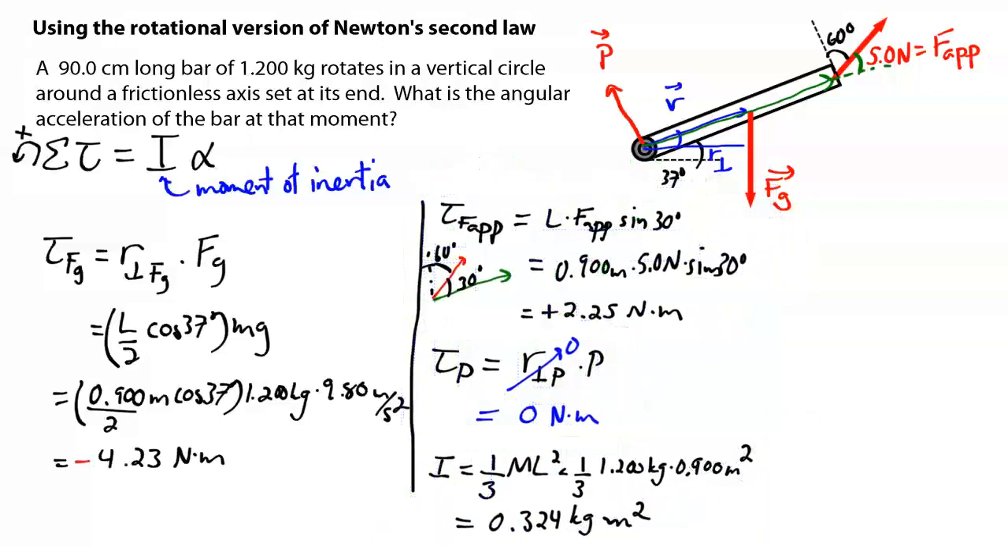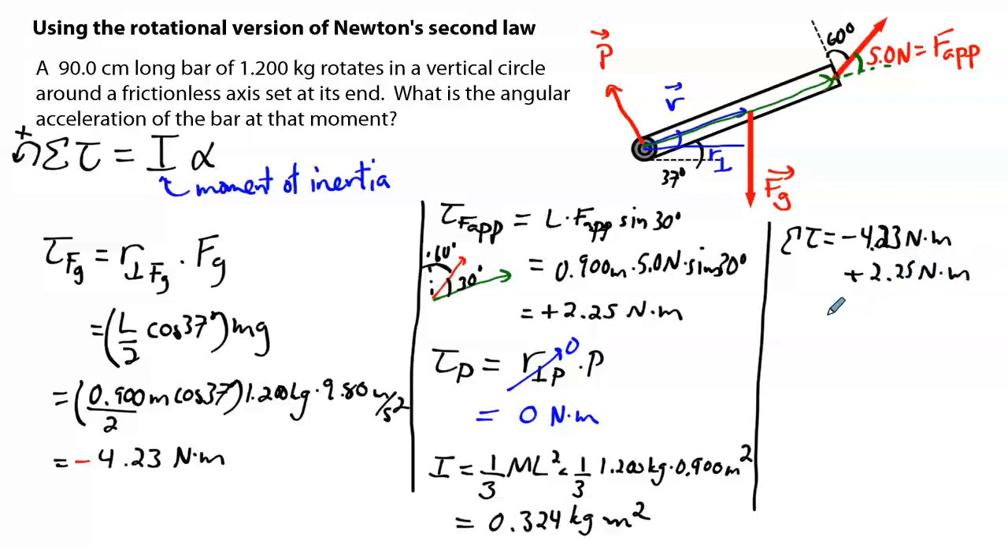Finally, we are ready to put all of this together. So what we want to do next is just to do the sum of torque, as we said. And the sum of torque in here really has two contributions. That will be the minus 4.23 newton meters, and then plus the 200.25 newton meters that is coming from the force applied. So the net torque will just be equal to minus 1.98 newton meters.